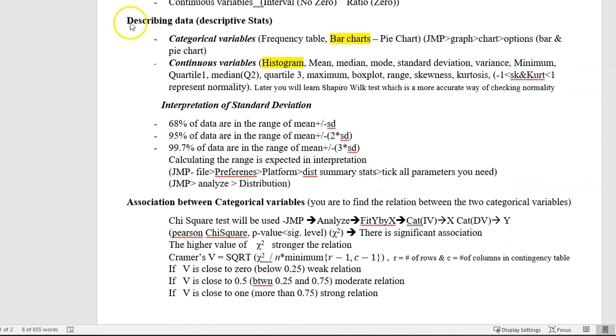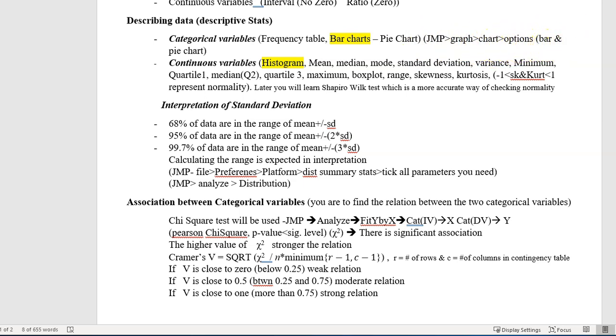So what do we do on descriptive statistics, descriptive data? If you have categorical variables, what do we do? Frequency table, bar chart, pie chart. Where do we get those on JMP? On JMP, I wrote it here for you. JMP, go to graph, chart, options, right?